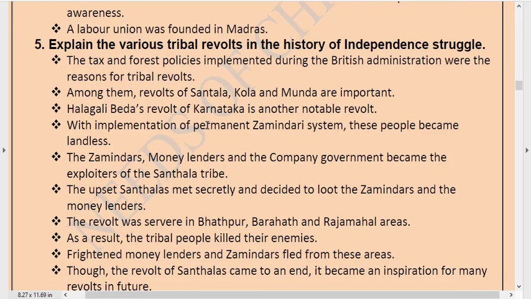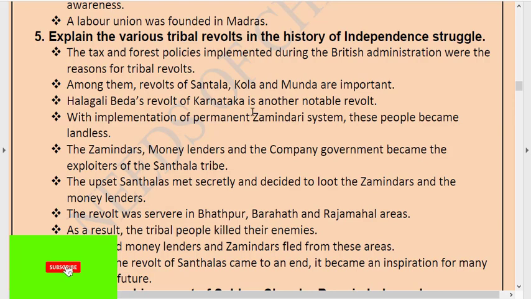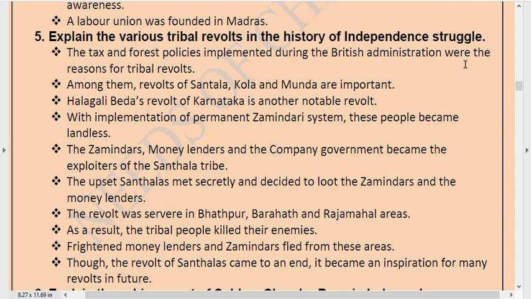The next question: explain the various tribal revolts in the history of the independence struggle. The tax and forest policies implemented during the British administration were the reasons for tribal revolts. Among them, the revolts of Santal, Kol and Munda are important. Halagali Bedas' revolt of Karnataka is another notable revolt.